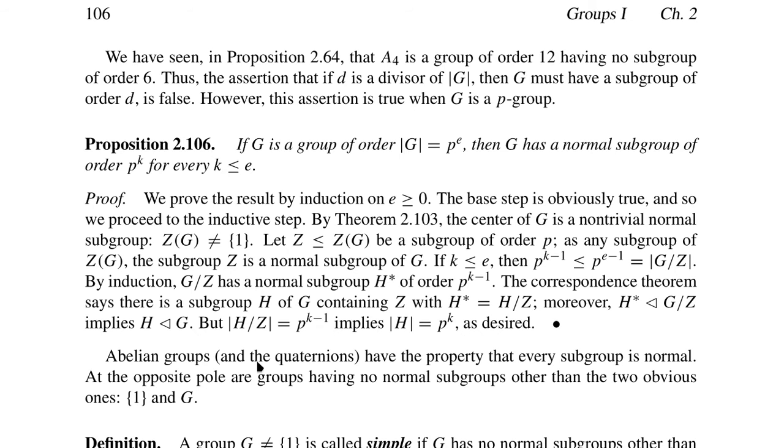So you do that for each step of the induction. So G mod Z has a normal subgroup H star of order P to the K minus 1, right? Okay. Now by correspondence theorem, there is a subgroup H of G containing Z, with H star being H mod Z. Moreover, H star is a normal subgroup of G mod Z. That implies H is a normal subgroup of G.